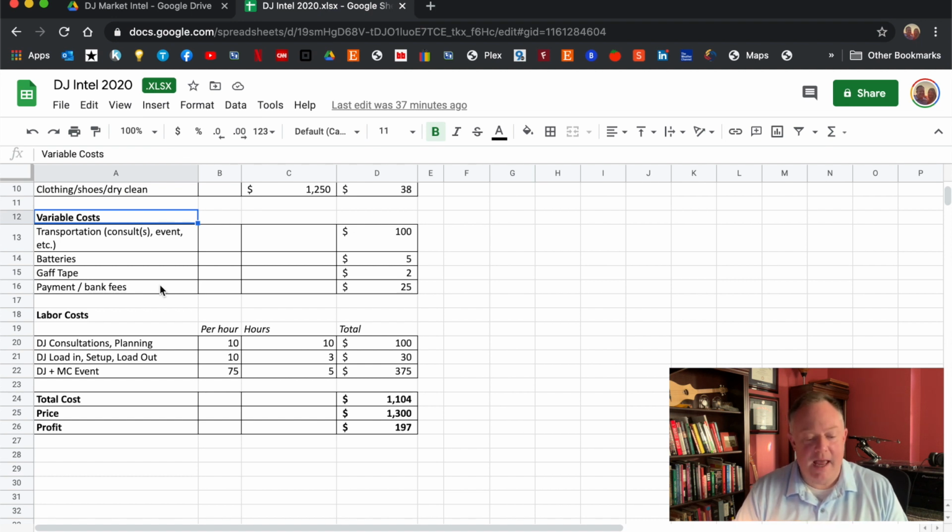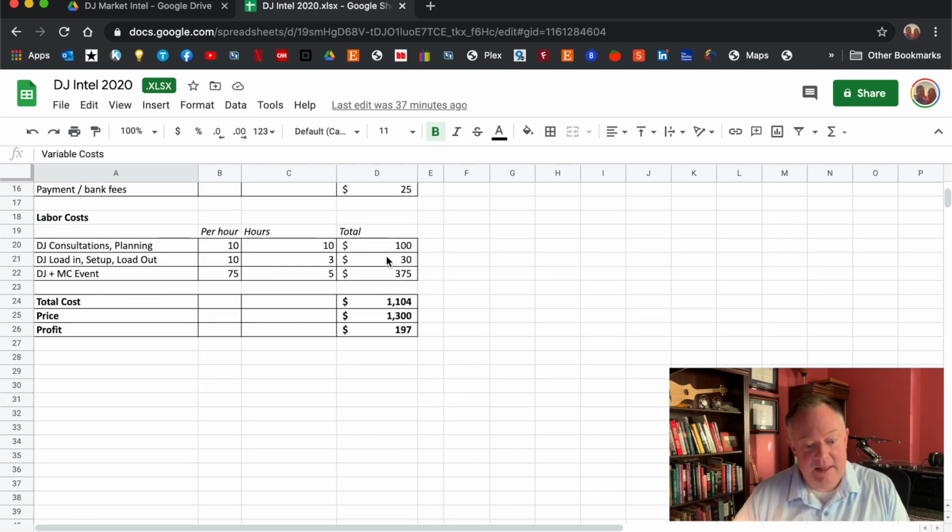This has a lot of variation, so I just took some historical data and tried to figure out what's basically an average plug I could use for this. We're not trying to get exact here. We're just trying to get a working number. Okay, labor costs.